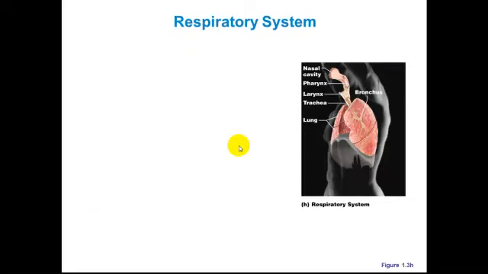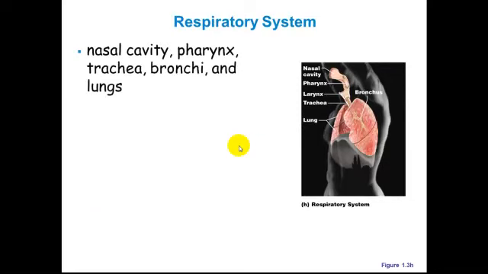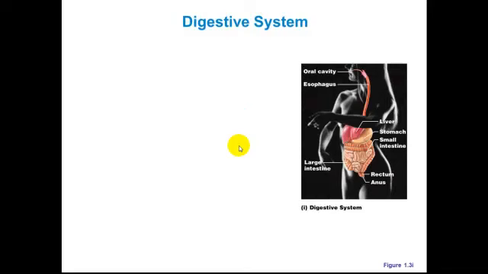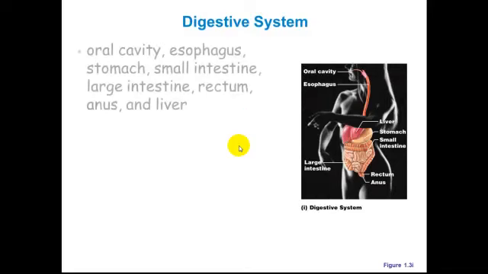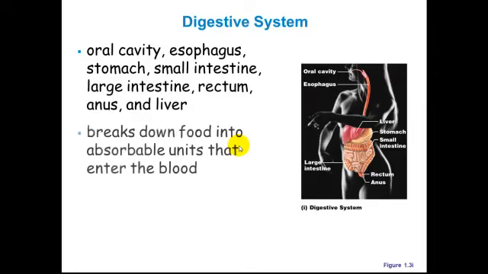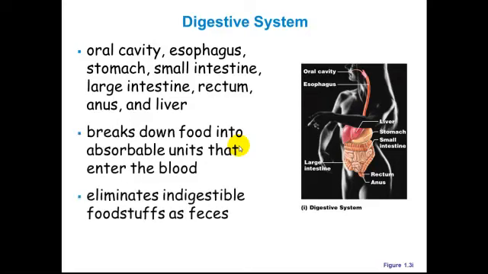The respiratory system includes the nasal cavity, the pharynx, the trachea, the bronchi, and the lungs, and this is the system that keeps the blood supplied with oxygen and removes carbon dioxide. The digestive system includes the oral cavity, the esophagus, stomach, the small and large intestines, the rectum, the anus, and of course the liver. This is a system in which food is broken down into absorbable units that can then be absorbed into the blood, and it serves to eliminate the foodstuff that cannot be digested as feces.